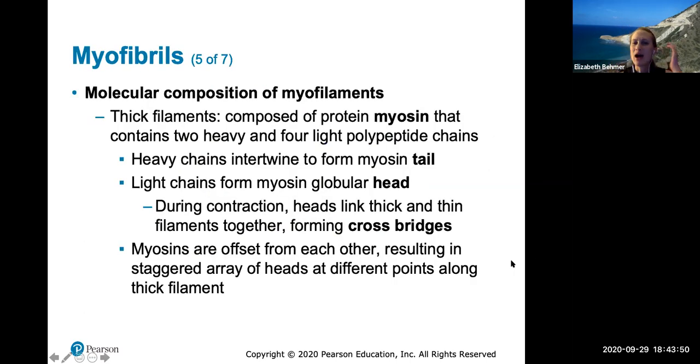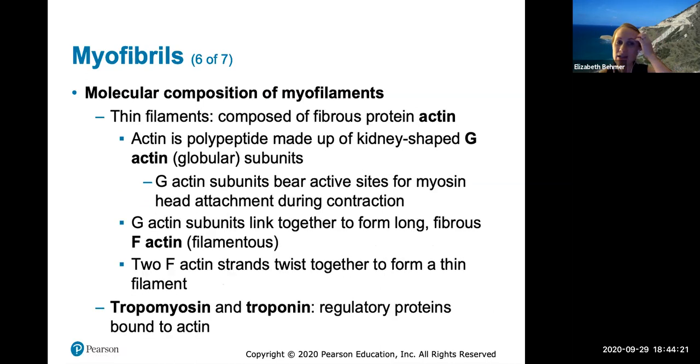More molecular composition of the myofilaments. This describes what makes up the thick filaments in general. It'll have a tail and then a head, a globular head. And that globular head is what will link the thick and thin filaments together, forming a cross bridge. And that's just the name for the connection piece between the thick and the thin filaments. Myosins will be offset from each other. So there will be a staggered array of heads at different points along the thick filament, just to attach to different areas of the actin.